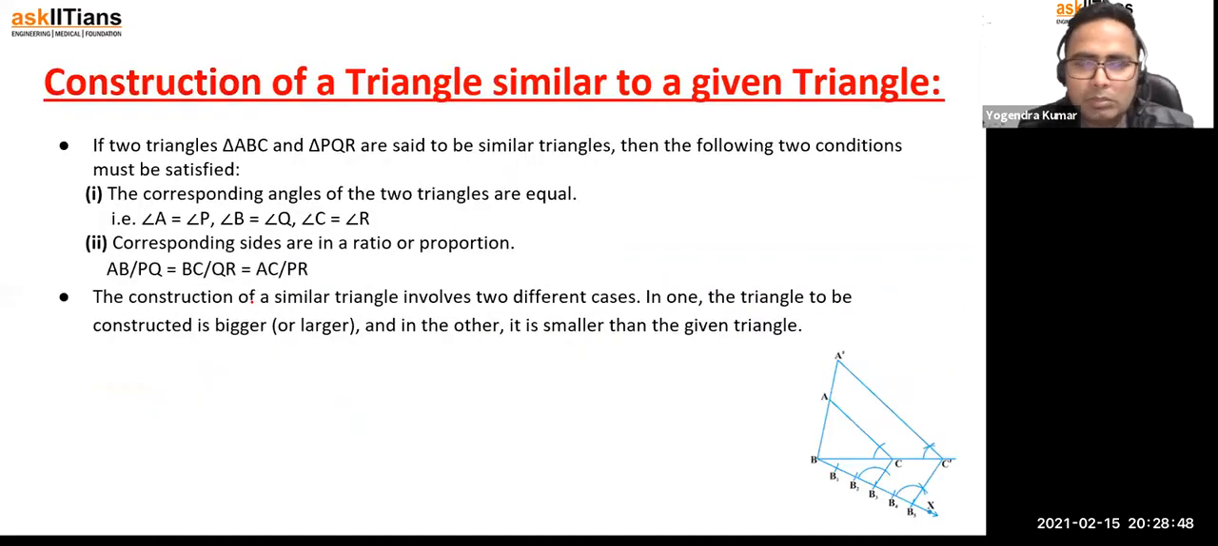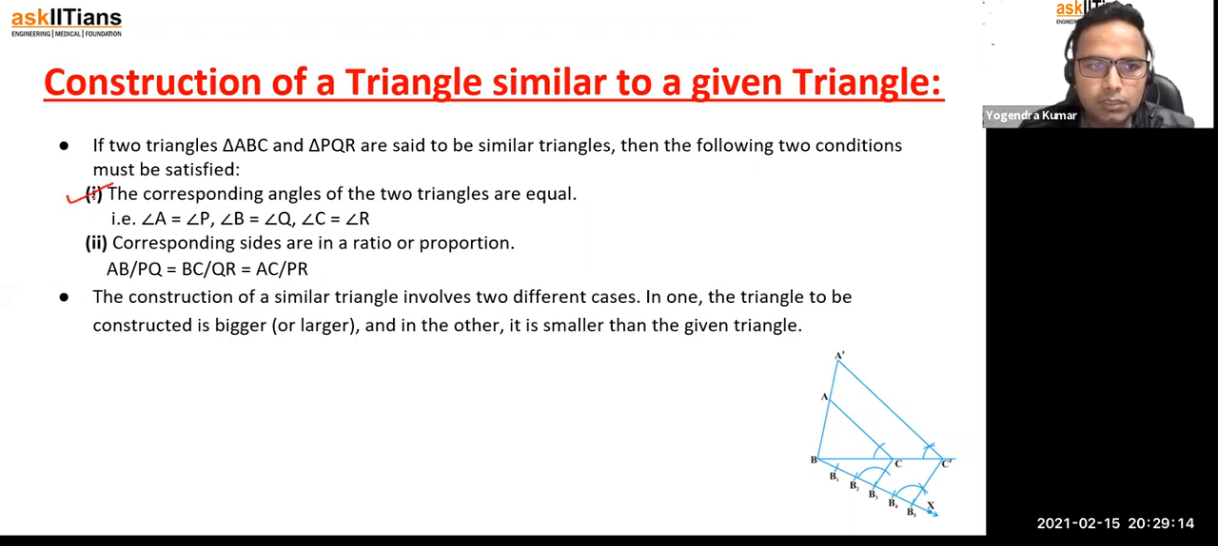Fine. Now let's come to the construction of a triangle similar to a given triangle. There is a triangle we need to construct similar to the given triangle. So what we do here, first of all, if two triangles ABC and PQR are said to be similar, then angles will be the same. We need to know the similar triangle property. Their sides will be in equal ratio.